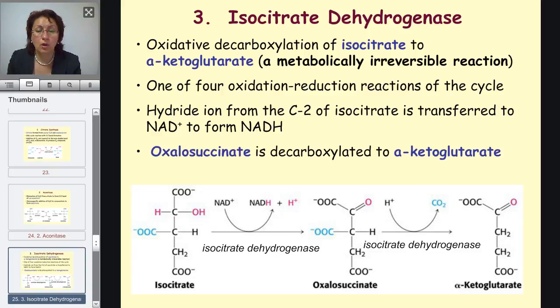The third reaction of the Krebs cycle is isocitrate dehydrogenase. Oxidative decarboxylation of isocitrate to alpha-ketoglutarate is a metabolically irreversible reaction, one of the 4 oxidation-reduction reactions of the cycle. A hydride ion from the second position of isocitrate is transferred to NAD to form NADH. Isocitrate is decarboxylated to alpha-ketoglutarate. This reaction is catalyzed by isocitrate dehydrogenase.